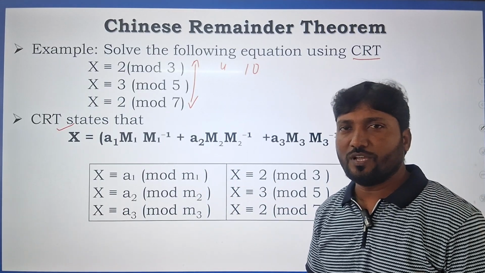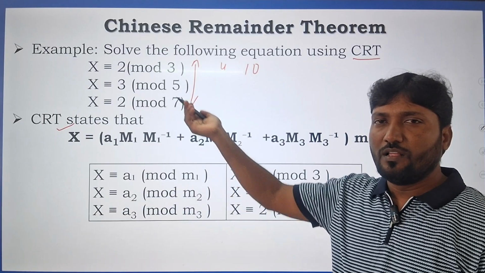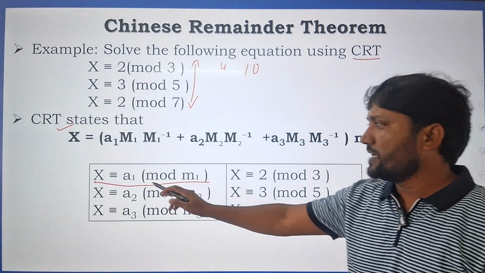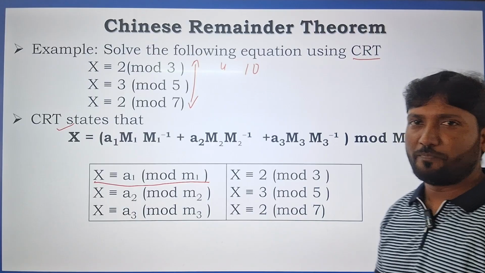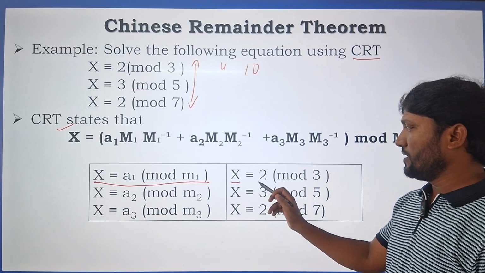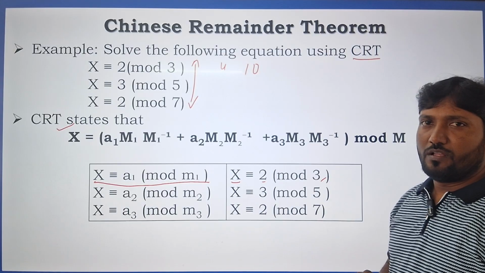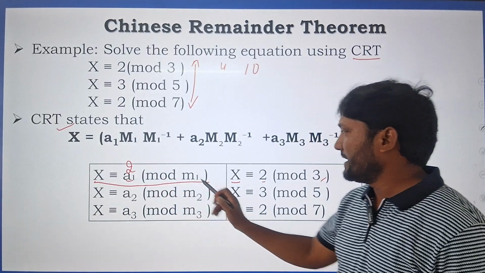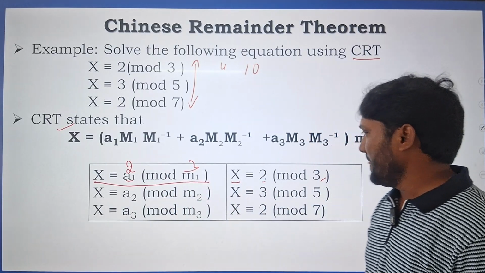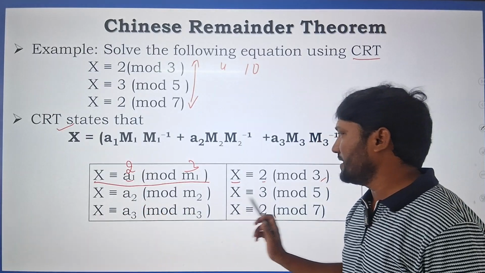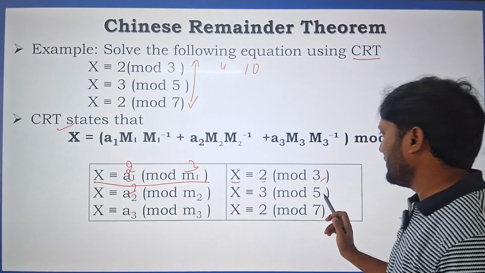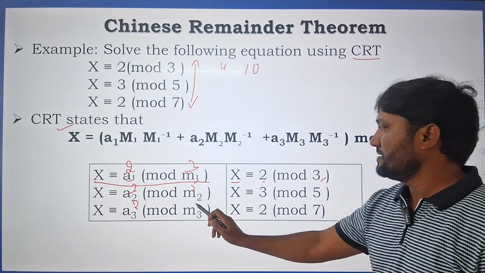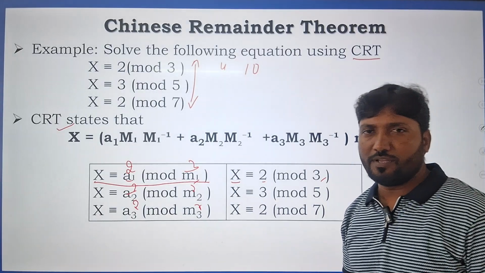Now we have to define what the given values are in the given equations. The form is x congruent a1 mod m1. So x congruent 2 mod 3 means the a1 value is 2 and the m1 value is 3. Similarly, the a2 value is 3 and the m2 value is 5, and the a3 value is 2 and the m3 value is 7. So these are the given values.